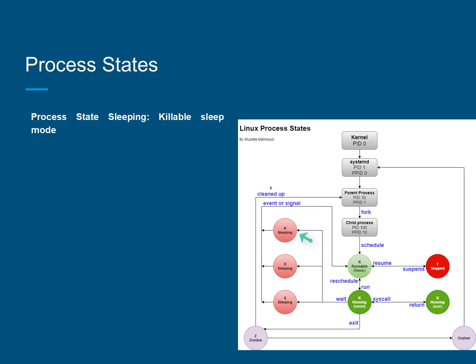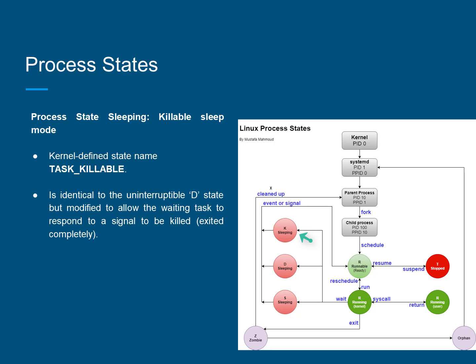The killable sleep mode. Kernel-defined state name: TASK_KILLABLE. This sleep mode is identical to the uninterruptible D state, but modified to allow the waiting task to respond to a signal to be killed. This process flag is K, but utilities frequently display killable processes as D state.